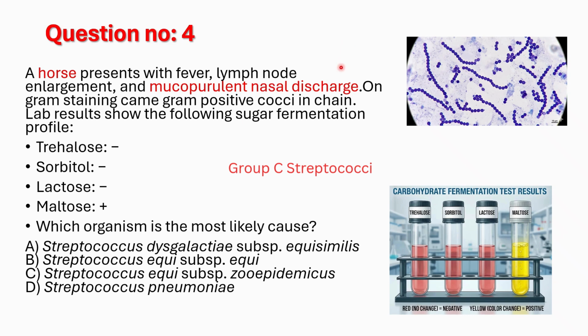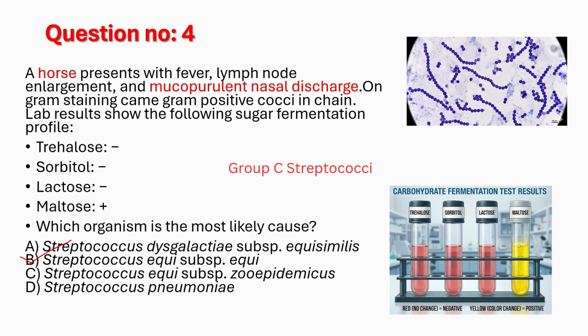Analyzing these results, the negative fermentation for trehalose, sorbitol and lactose indicates the organism cannot metabolize these sugars. Positive maltose fermentation shows the organism can metabolize maltose. Based on this sugar profile, the most likely organism is Streptococcus equi subspecies equi, the causative agent of strangles in horses.